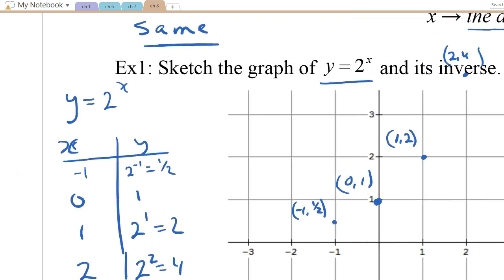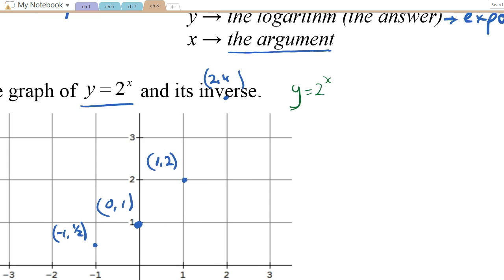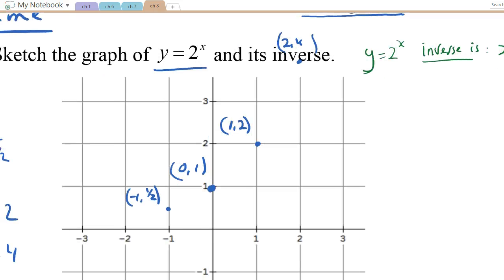Okay, now the inverse. Better pick a different color. So the inverse, if we have y is equal to 2 to the power of x, now the inverse is, switch the x and the y, x is equal to 2 to the power of y. So the easiest way to graph the inverse: you take these x and y's and you just switch them.